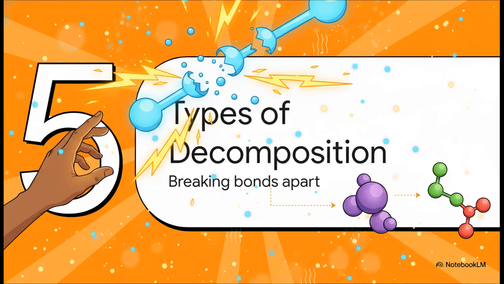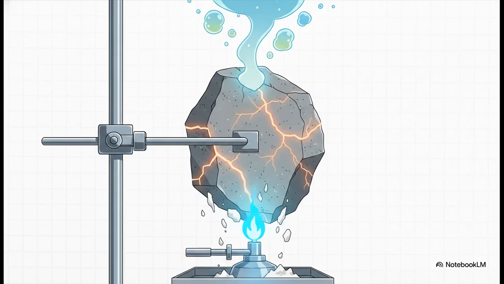And finally, Section 5, Types of Decomposition Reactions. Breaking it down. Decomposition is the exact thermodynamic opposite of a combination reaction. Instead of fusing together and releasing energy, a single complex reactant is broken down into simpler products. Because breaking molecular bonds always requires a net input of energy, these reactions are inherently endothermic. The first method to supply this activation energy is through raw heat, known as thermal decomposition.